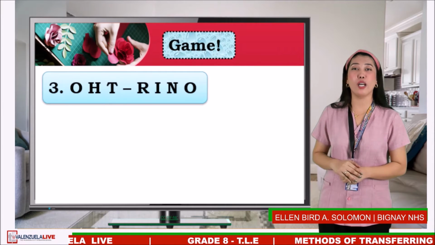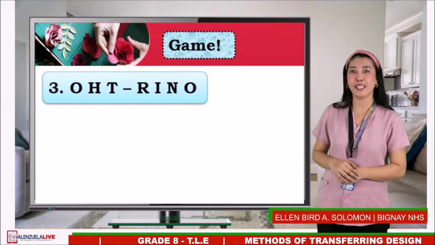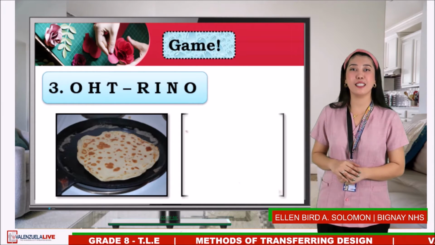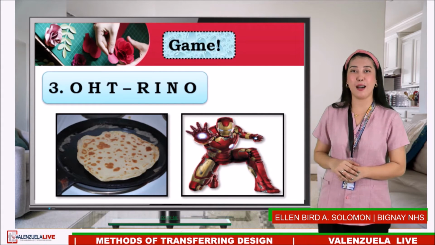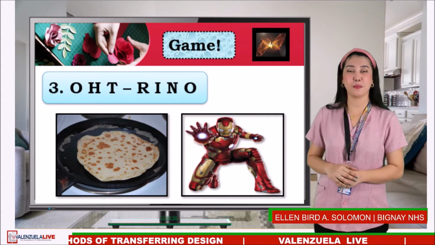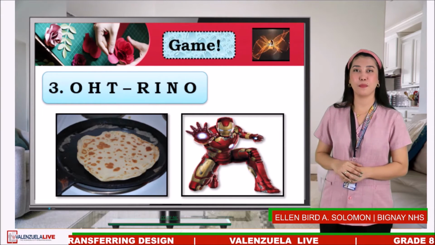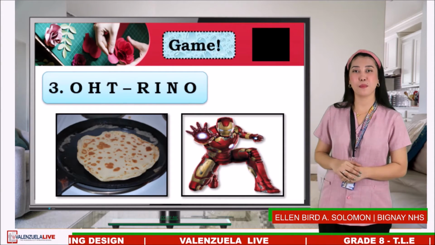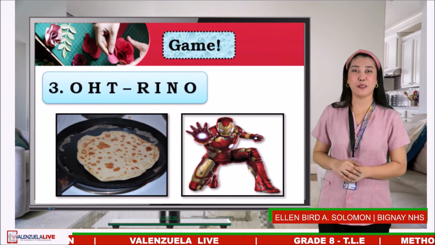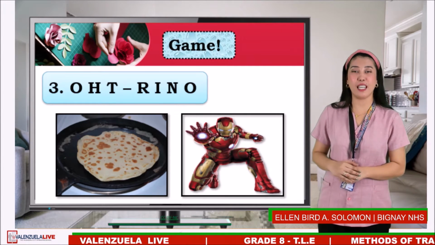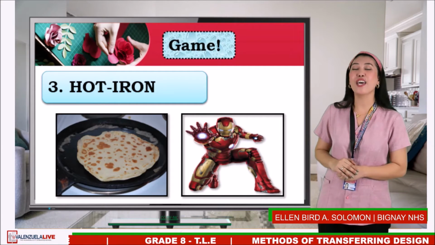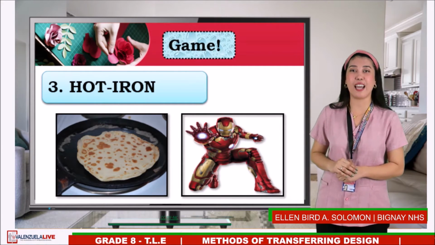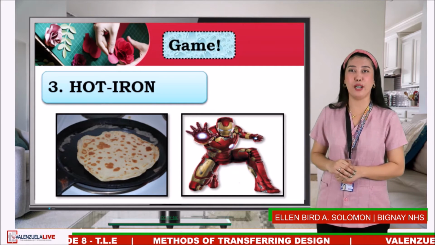For the third one, with the given jumbled letters and pictures. Okay, and your timer starts now. Okay, your time's up. For number 3, if you answered hot iron, then you are correct. Let's have number 4.